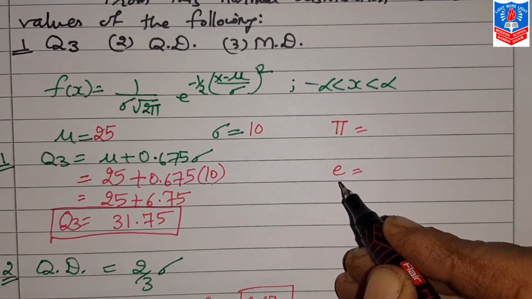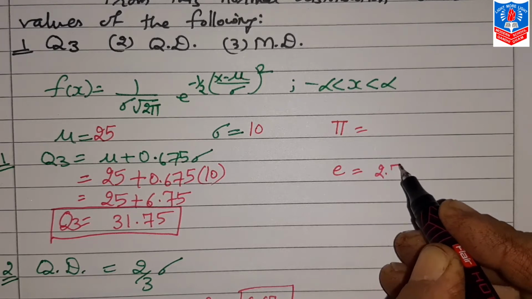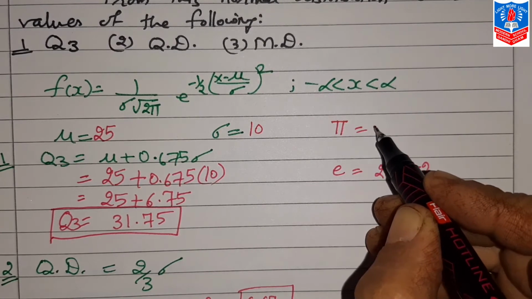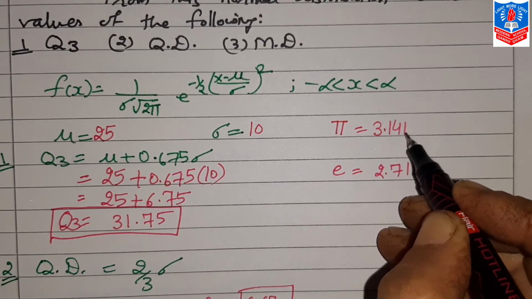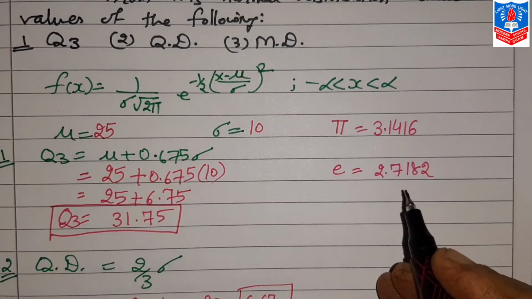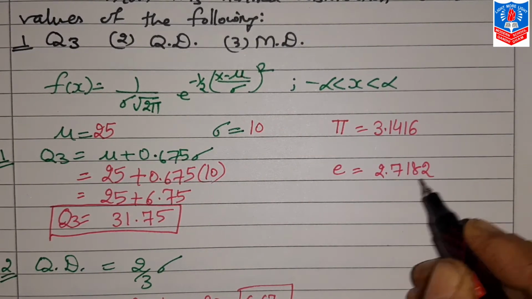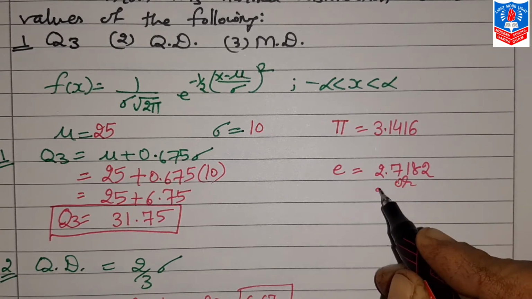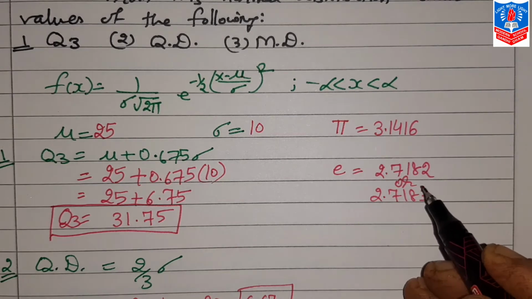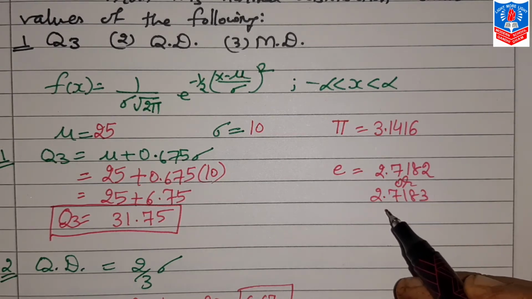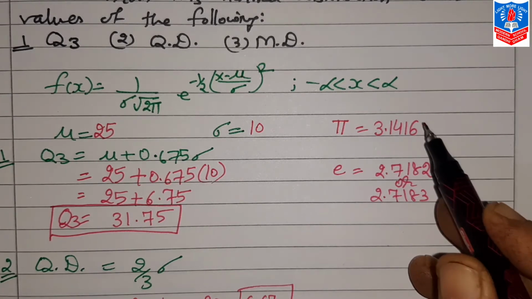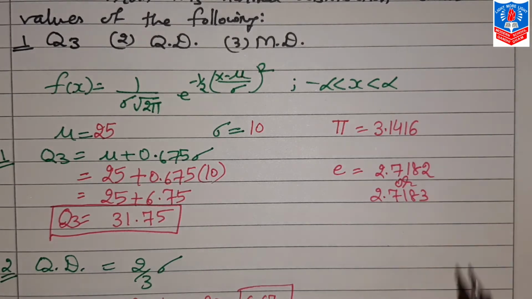Now the value of e is 2.7182 and the value of pi is 3.1416. Sometimes even the value of e is taken as 2.7183, so both are right. Either 2.7182 or 2.7183, both can be considered. So you should remember these two values.